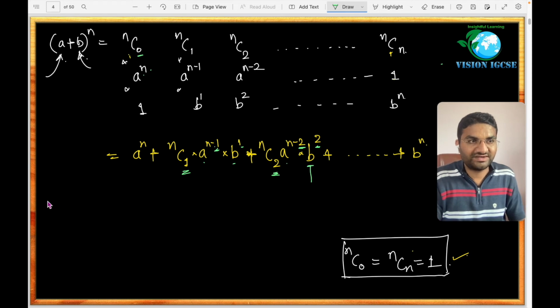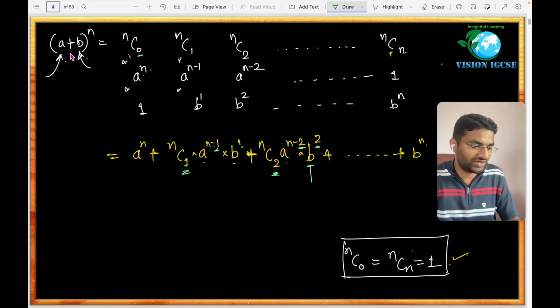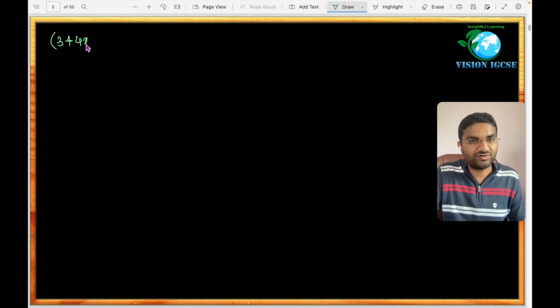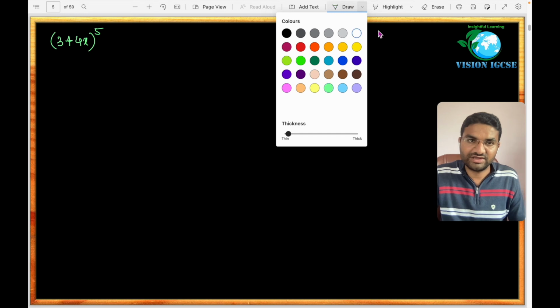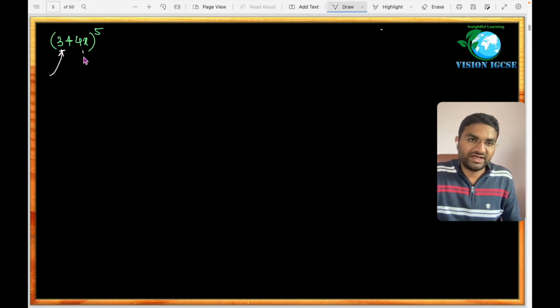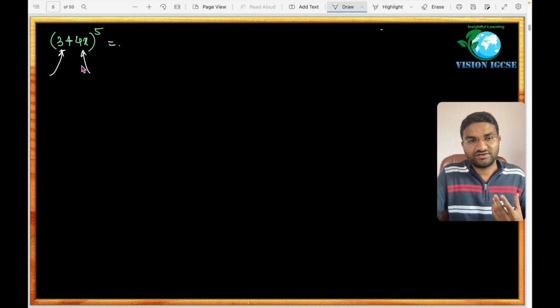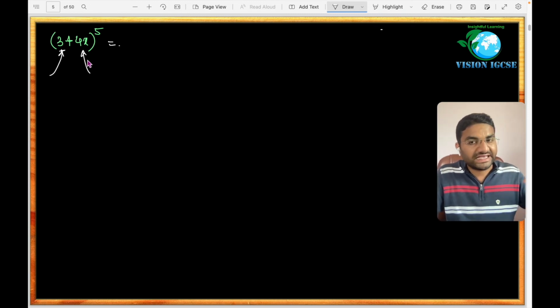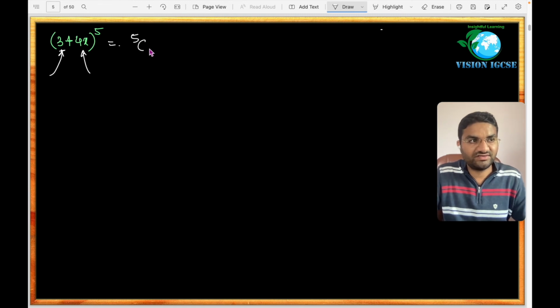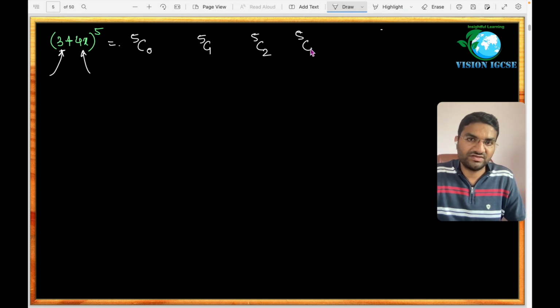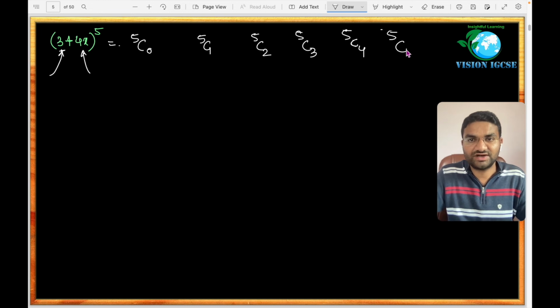Now we will discuss one or two examples of binomial expansion. Let's say 3 plus 4x raised to 5. This is a binomial term, and we have a first term that is 3 and a second term that is 4x. Firstly, we will find the coefficients of each and every term. The first term you write in decreasing order of power, and the second term in increasing order of power. So here 5C0, then 5C1, 5C2, 5C3, 5C4, 5C5. So you got the coefficients.